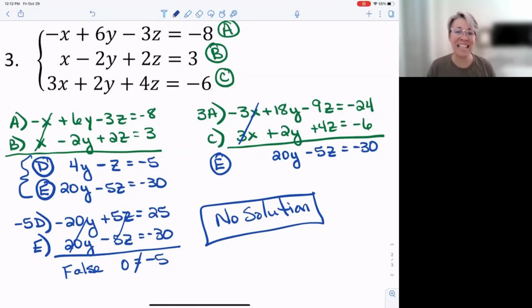All right, that is it for solving systems of linear equations in 3 variables.